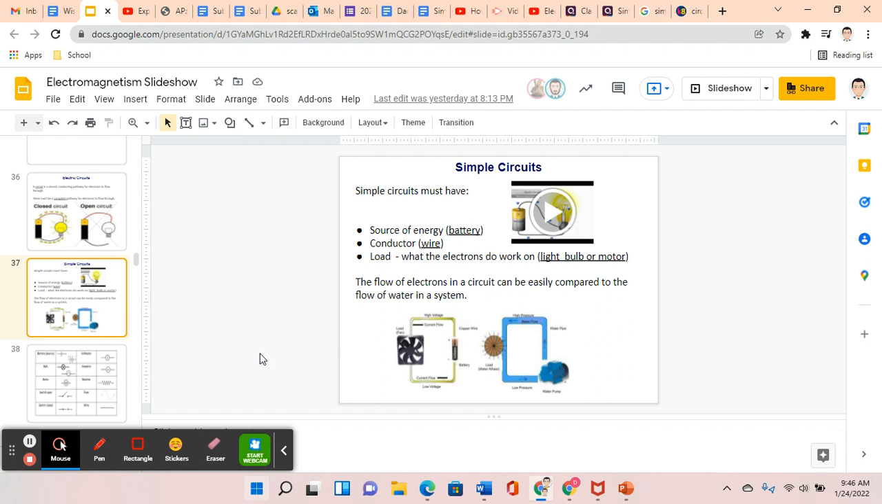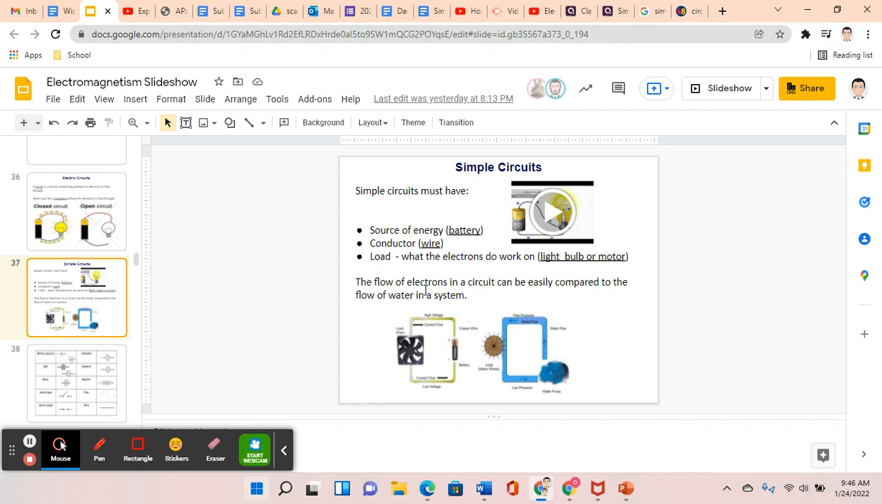So a simple circuit has those three things I talked about. A source of electricity, which is the battery, could be a generator. Conductors, which are usually wires. A load, which is what the electrons do the work on. A light bulb or motor. Now, you can go back and watch this video here. If you're in the present mode, you can watch that video. I believe we also put it on the agenda.